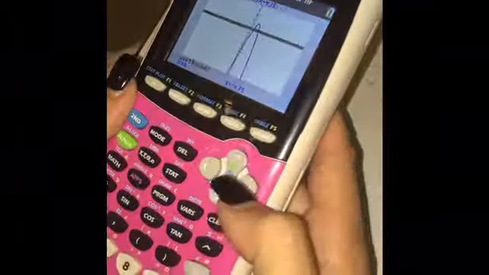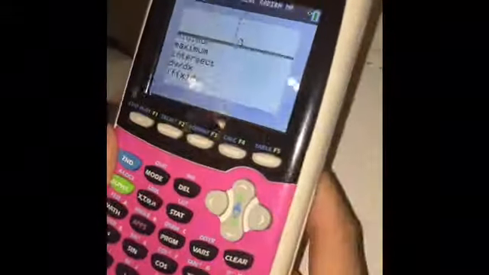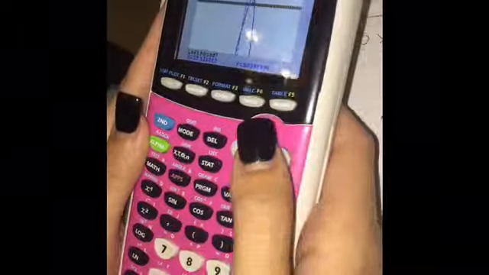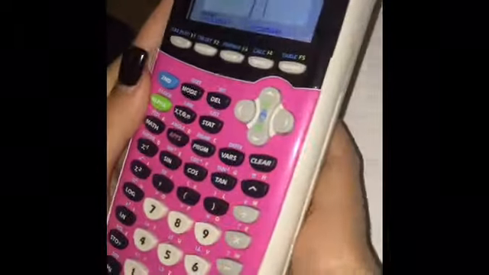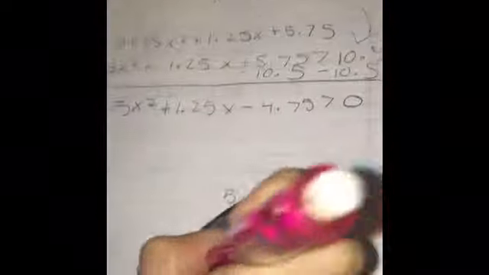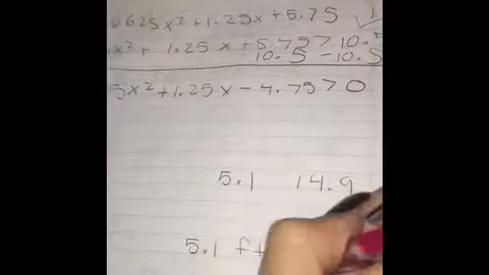Okay, second calc. 0. This is left bound, right? Right bound. So you get 5.1 for one of your x-intercepts. Sorry, I forgot to explain. You're going to hit second calc and go down to 0 in order to find the x-intercept. You're going to find left bound, which is like right there, and right bound right there. And you are going to get 14.9. So your final answer is 5.1 feet to 14.9 feet. Yay!